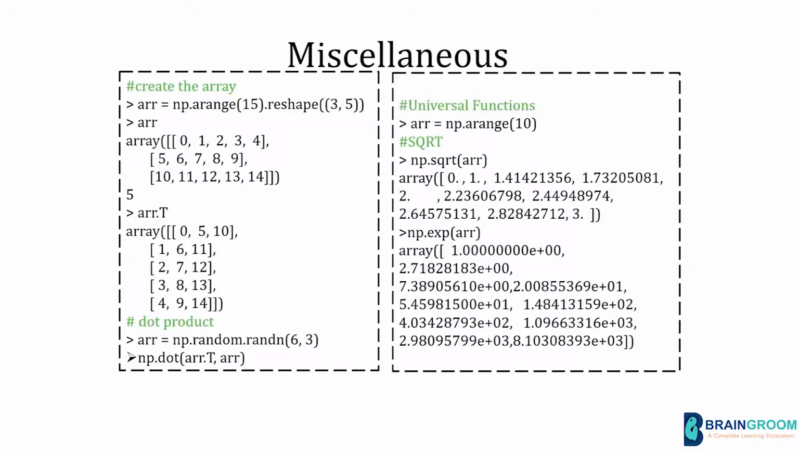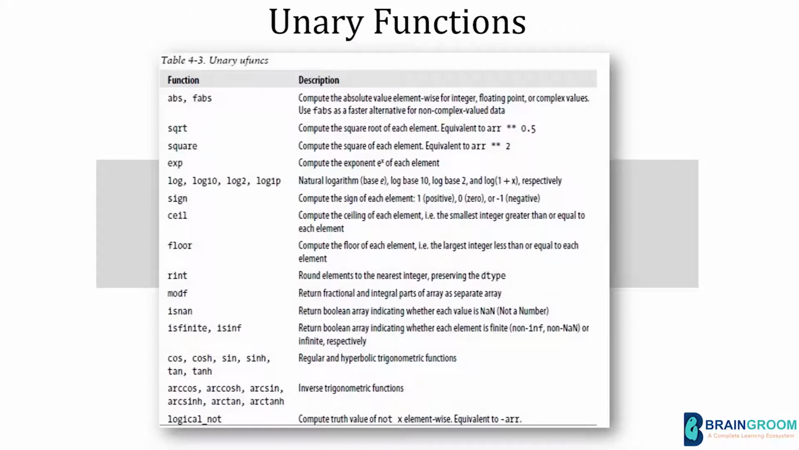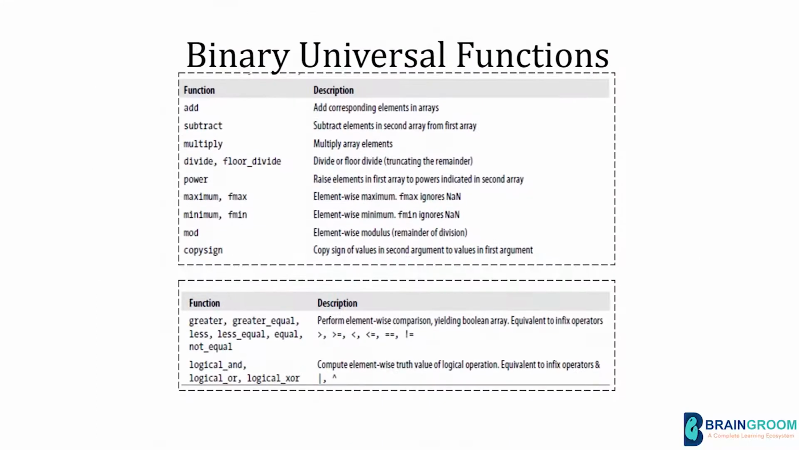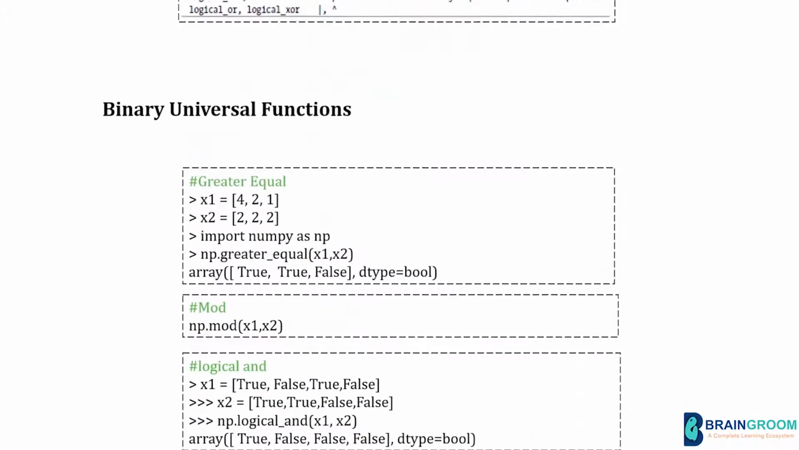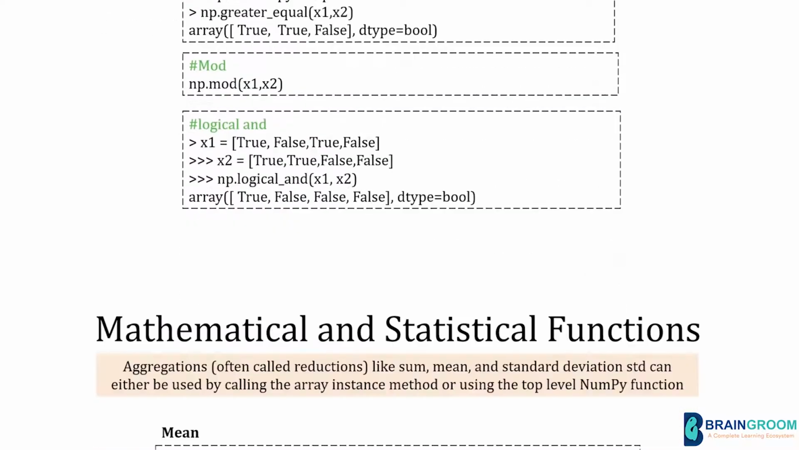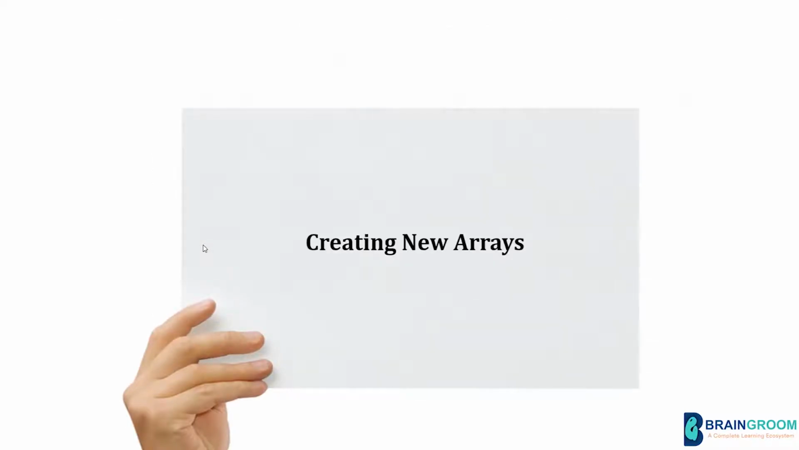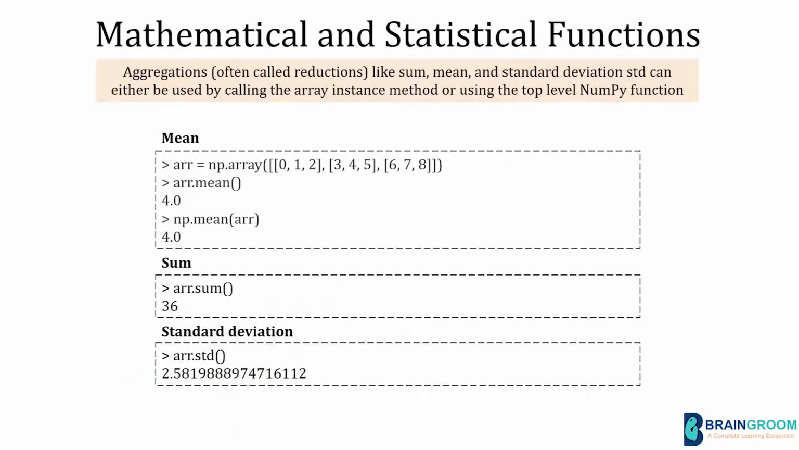And here we have universal functions: square root, square, exponential, log, sine, floor, ceil, and all the different universal functions, and binary functions. That is binary, greater, mod, and all, even logical functions, and mathematical functions, where we can use mean, median, standard deviation, and all we can perform. So I'll execute in Spyder now.